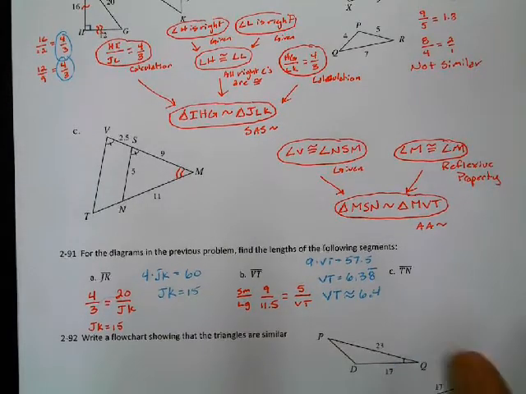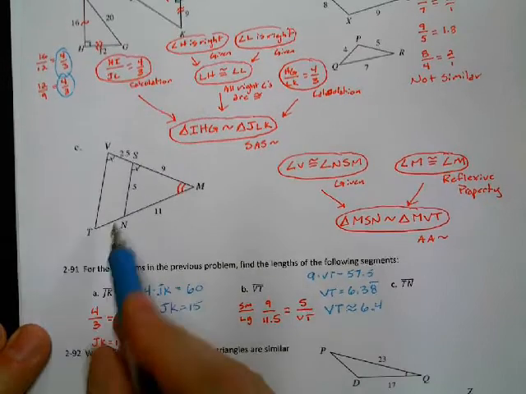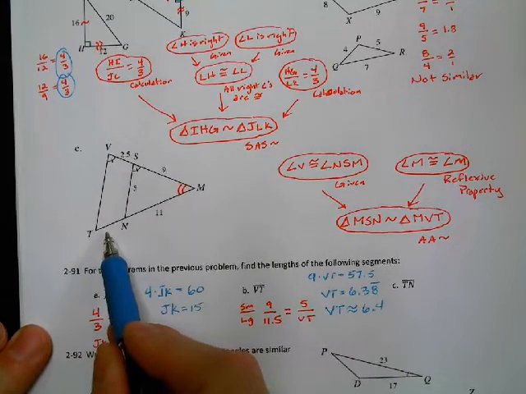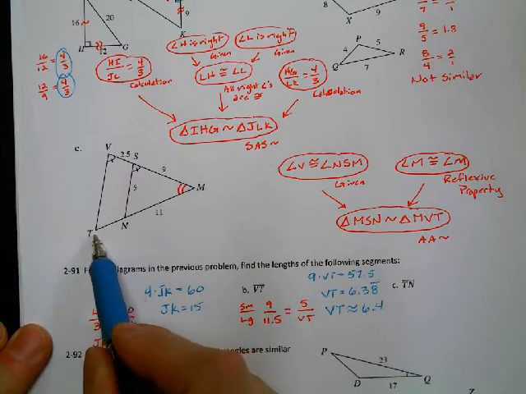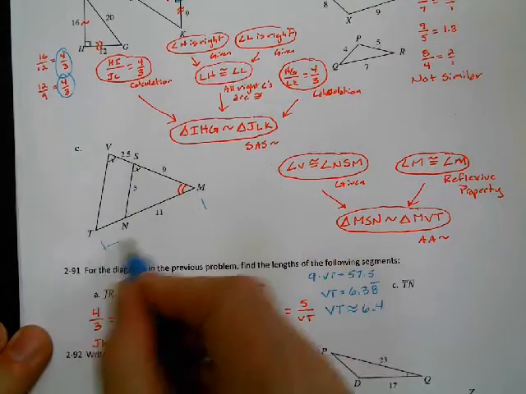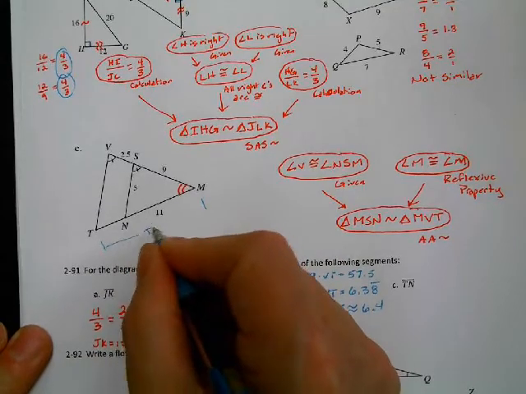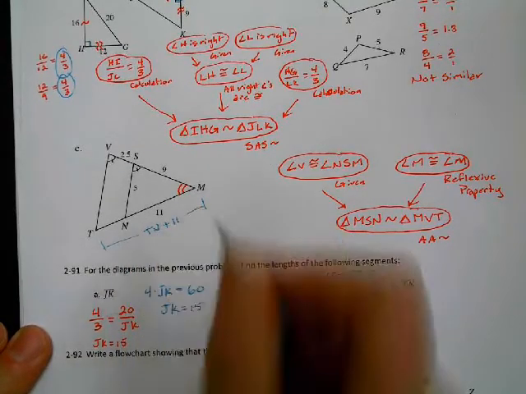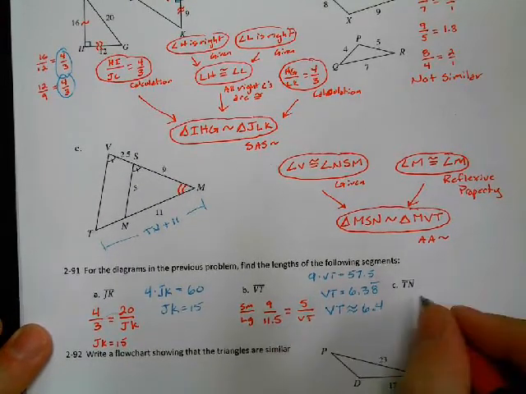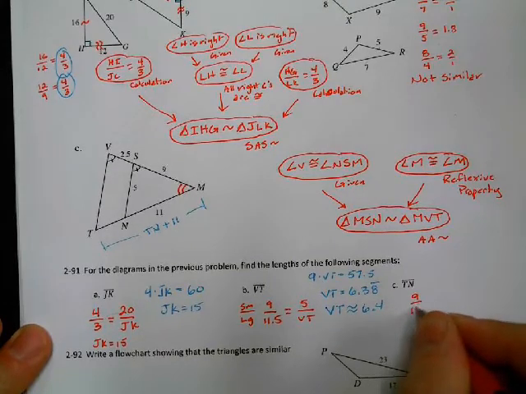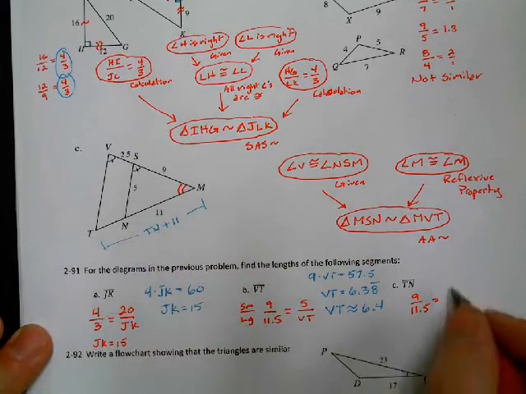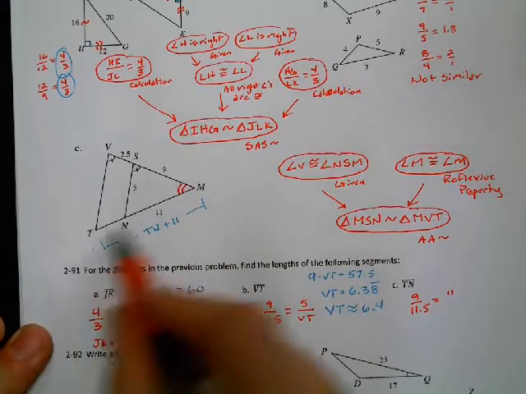Tn. So we want to find Tn here. On this one, Tn is not the entire side. The entire side from T to M for the large triangle would be Tn plus 11. So when we're setting this one up, we're still going to do 9 over 11.5 because that's the scale factor. The small triangle is 11, and then the big triangle is Tn plus 11.